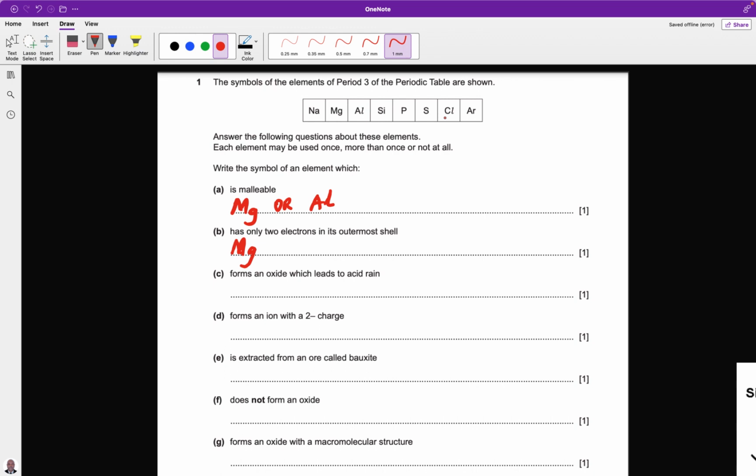Sulfur trioxide, when it is mixed with the rain, results in sulfuric acid, which now comes down as acid rain and acidifies our lakes, our farms, our oceans, and destroys our buildings. So the element in this case is sulfur, S. Write only the symbol. Do not write the name, please.